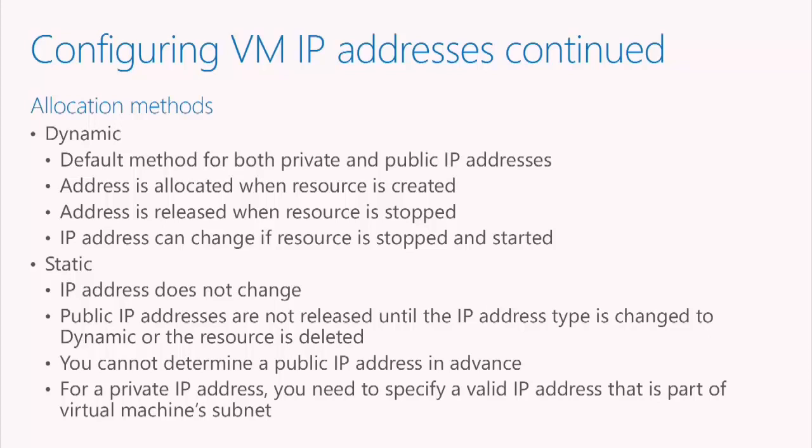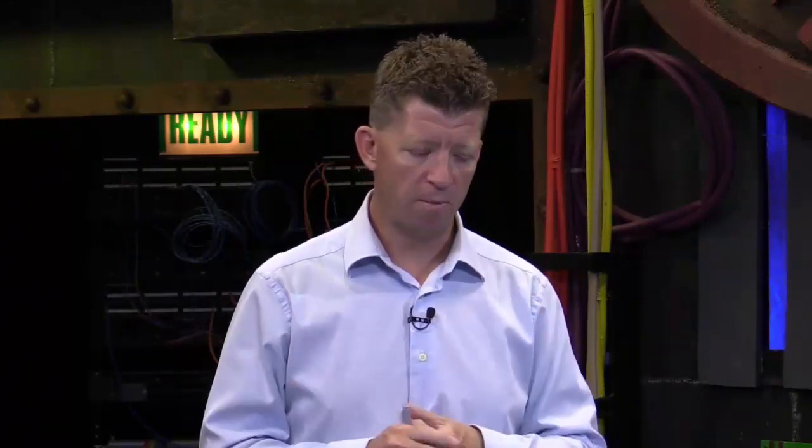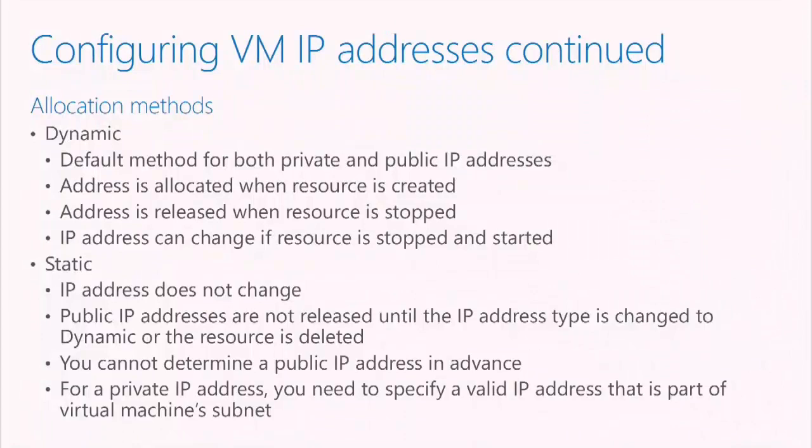It's allocated when it starts up, it's deallocated when it stops, and it's pulled from the pool that is on the subnet. You don't have to create, for example, an address pool. If it's a dynamic IP, it simply grabs one from the subnet that the VM is assigned to. A static IP address, on the other hand, doesn't change. In the case of public IP addresses, they're released when the VM is powered off, unless they're static, in which case the same address is retained.